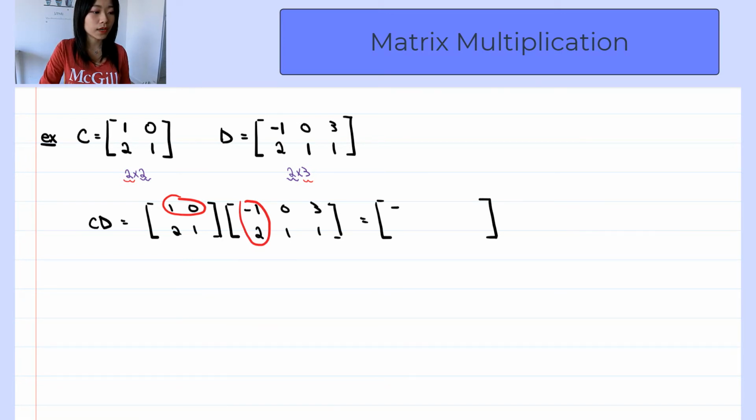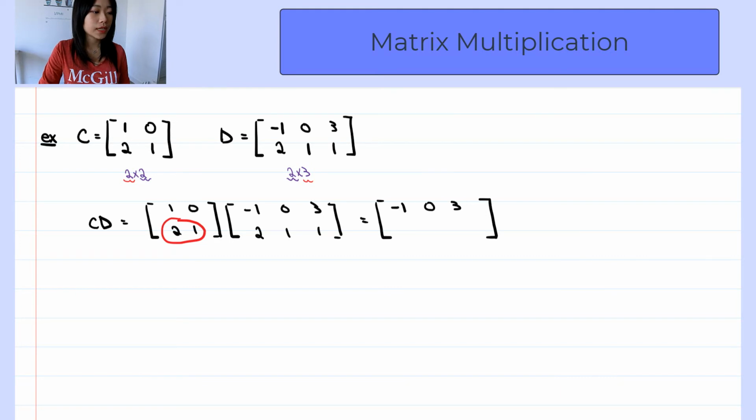That is negative 1. And the second element would be the first row times the second column. So 1 times 0 plus 0 times 1. That is 0. And the third element would be the first row times the third column. So 1 times 3 plus 0 times 1. That is 3.